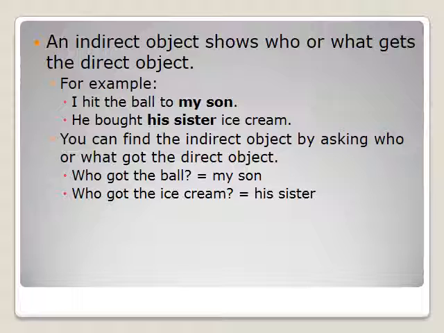He bought his sister ice cream. So in this case, he didn't buy his sister. He bought the ice cream, but his sister received the ice cream. So the way you can identify the indirect object is by asking who or what got the direct object. So in the first case, you'd say, who got the ball? And that's my son. And so that's the indirect object. You say in the second one, who got the ice cream? And that's his sister. So that is the indirect object.